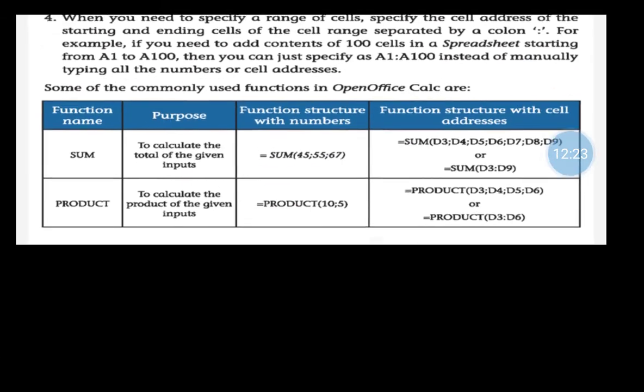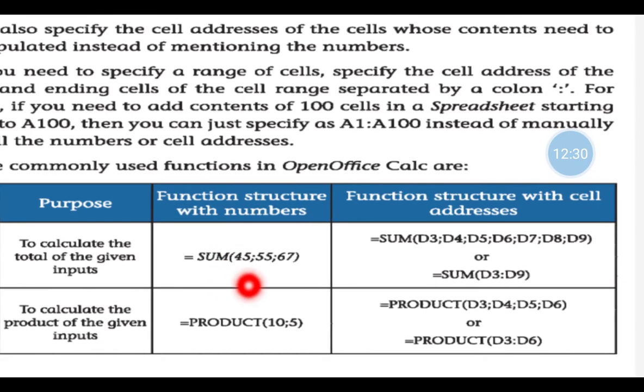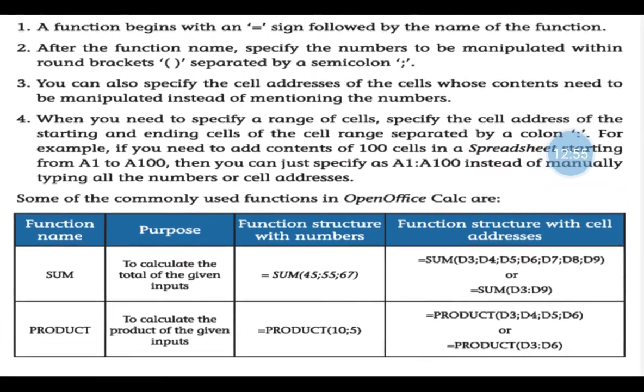For sum, you have to put the equal sign first, then write the function name, that is sum, and here you put the numbers whichever you want to add. So here 45, 55 and 67, this is the formula. You can write it like this, or like this, or this. There are three types, and you can use any one type of formula to calculate.